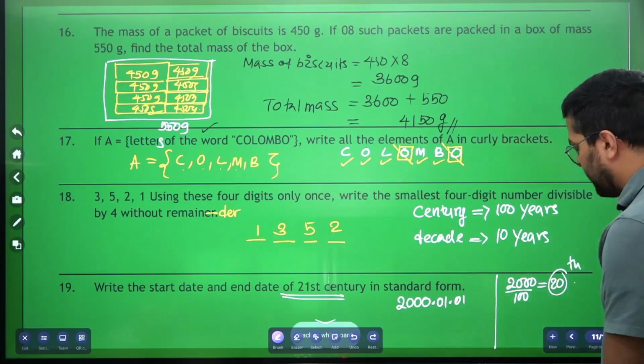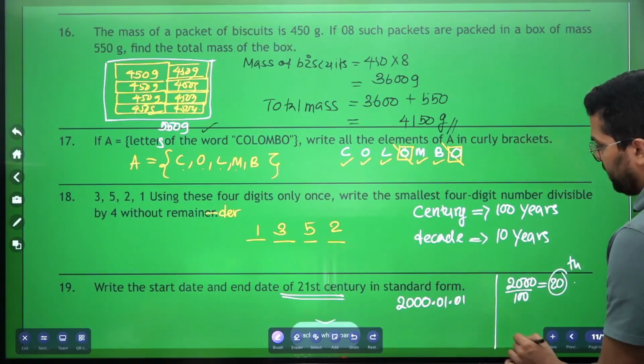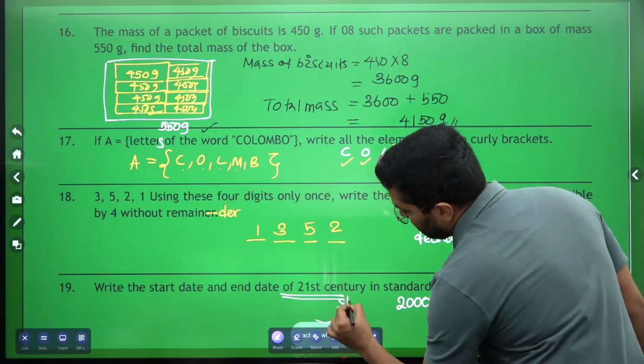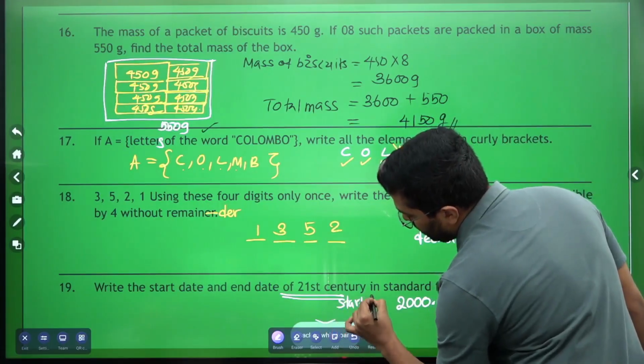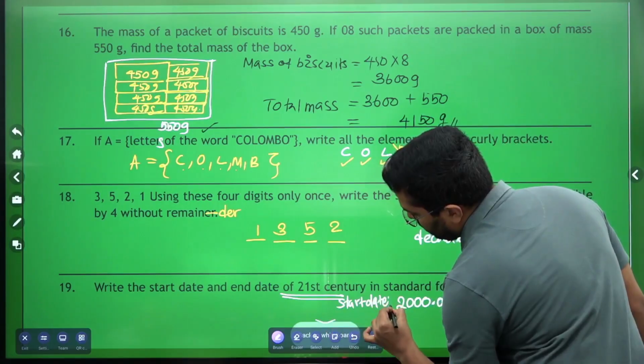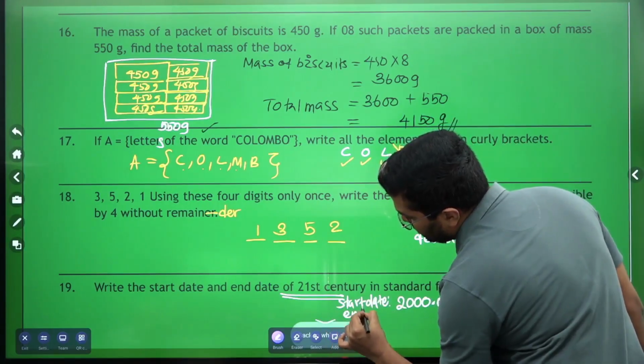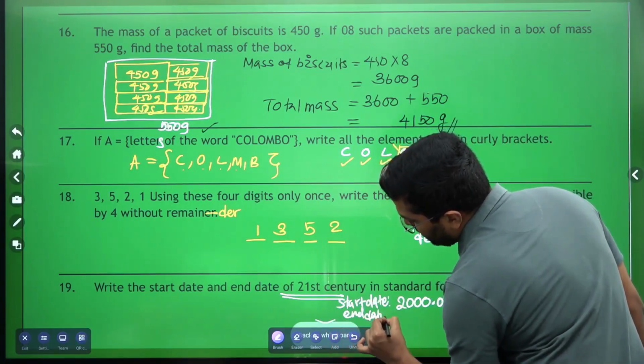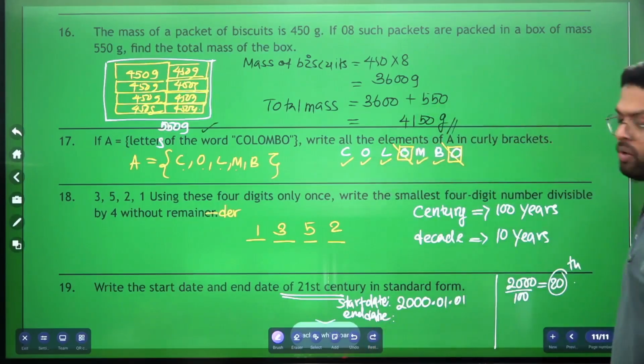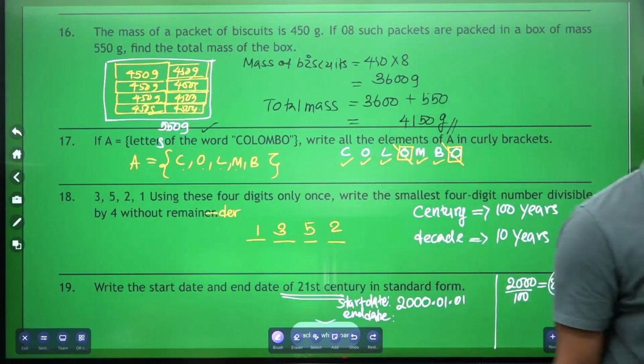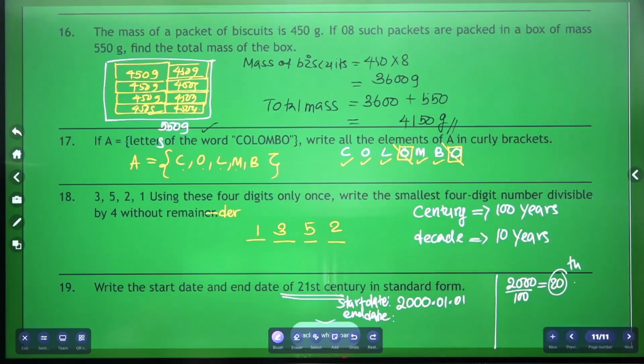And the end date of the 21st century. What is the end date? This is the starting date, right? What is the end date of this century? What is your answer? Who can give me the answer? Put your answer into the chat box quickly.